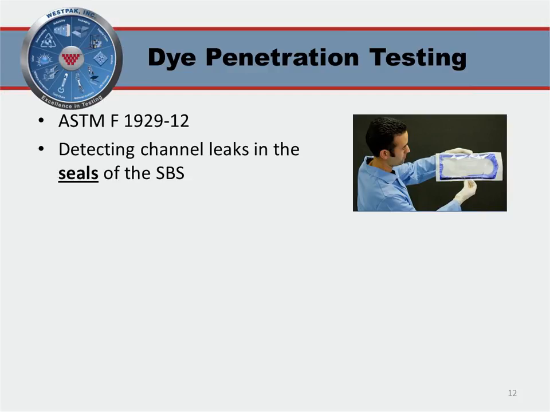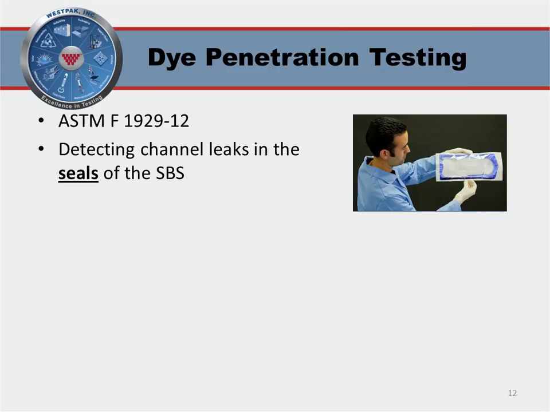But back to dye penetration testing. This is a pretty simple test. The seals are exposed to a dye solution, and any channels or voids in the seals will show up as failures. The dye solution is made up of a coloring agent and a surfactant to lower the surface tension of the solution. So when the seals are exposed, the dye will force itself into any voids, exposing any channels or failures.